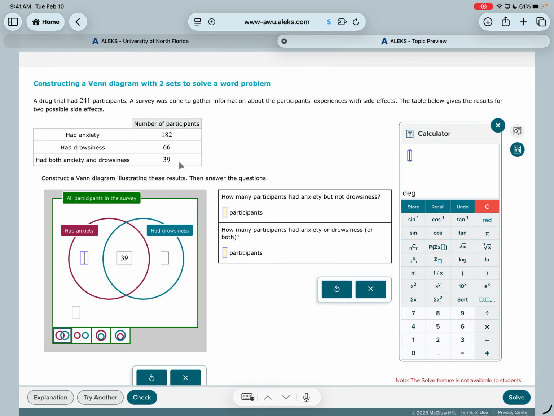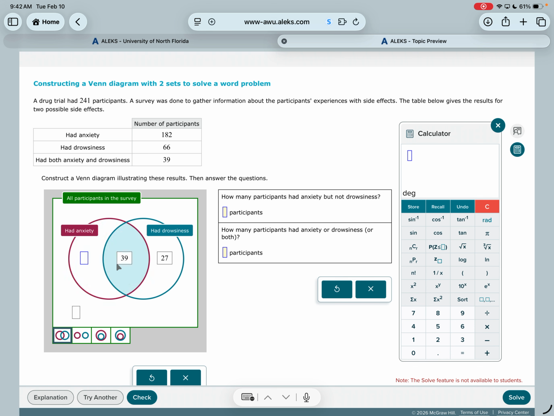And then keep working up. 66 had drowsiness, but I already have 39 in there. So really what I need to do is 66 minus 39, and I get 27 right here. So now 39 plus 27 equals the 66 that had drowsiness. So these 39 are included in this 66, and these 39 are included in this 182.